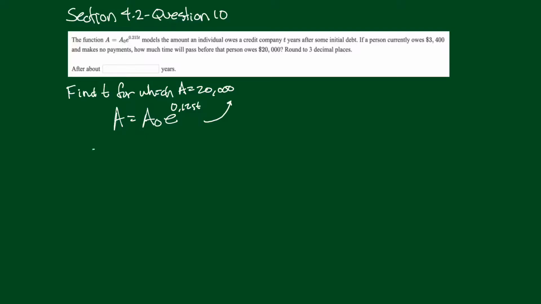So the A we're looking for is 20,000. A naught, that's our start value, 3,400, times e to the 0.125t. This is an exponential function, right? The variable's in the exponent, so we'll solve it by using logarithms. But first of all, let's isolate the exponential by dividing by 3,400. So this will give us 20,000 divided by 3,400.